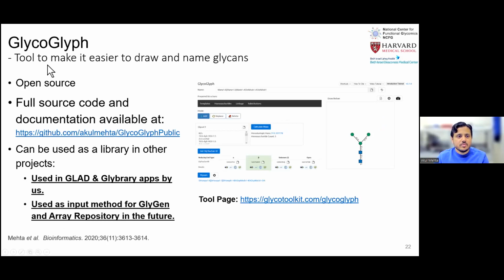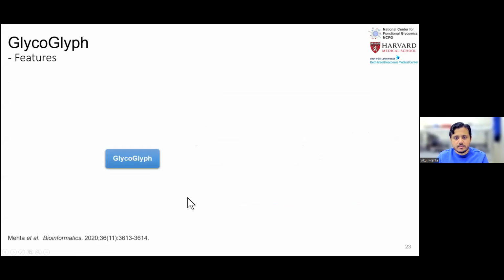It's a tool which I created to just make it easier to draw and name glycans. It's open source. The source code is available here for anyone who's interested on GitHub. It's also a library, so it can be used in other applications to draw. And the tool page is just glycotoolkit.com/glycoglyph, and you should be able to find it. And it's already being published as well, so you can search for it.